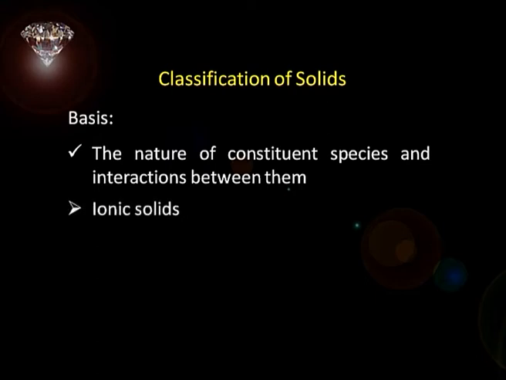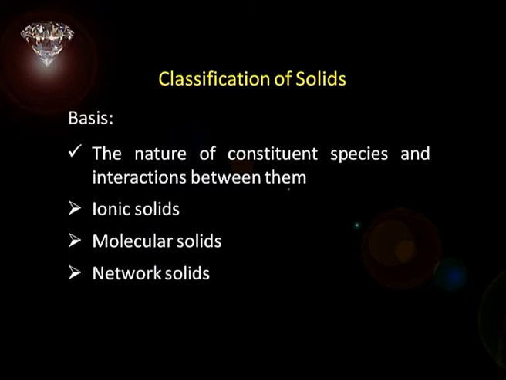One of the most commonly used classes is ionic solids. Yet another one is molecular solids. Then we have network solids, and then metallic solids. There are four. This is one way of doing it. There are many more different ways of looking at the classification, but this is the most commonly used classification.